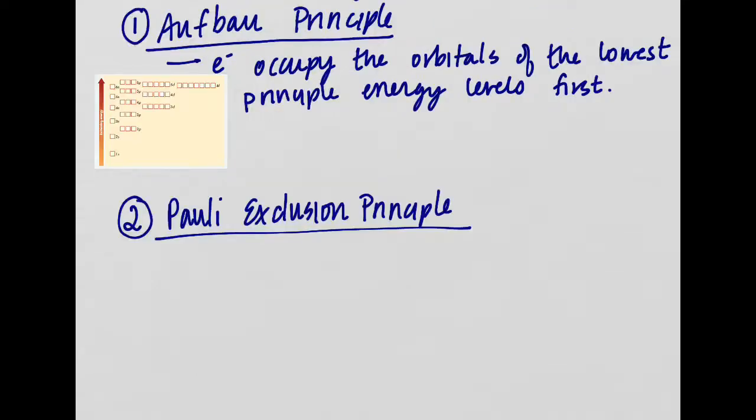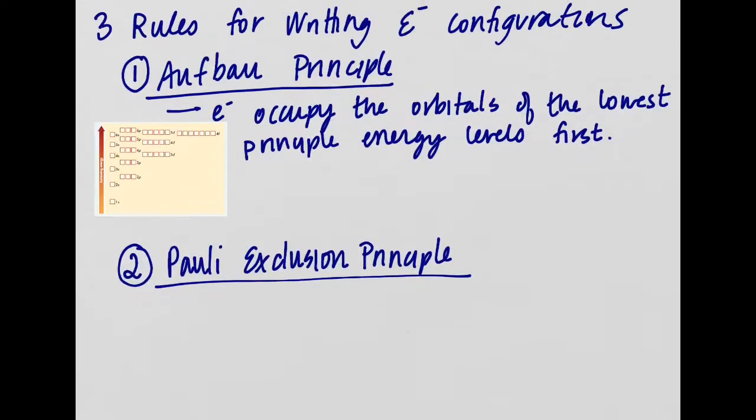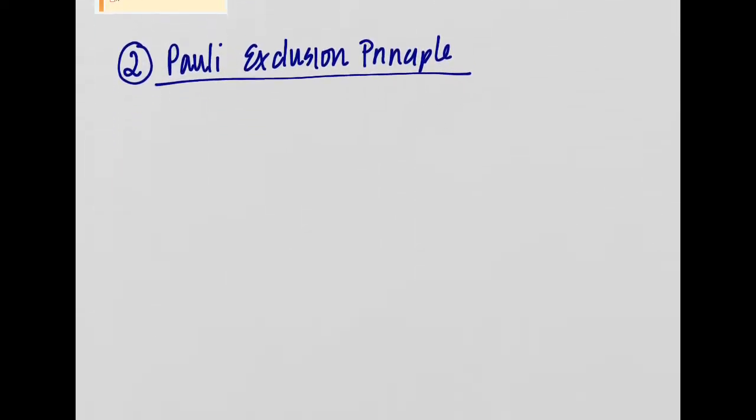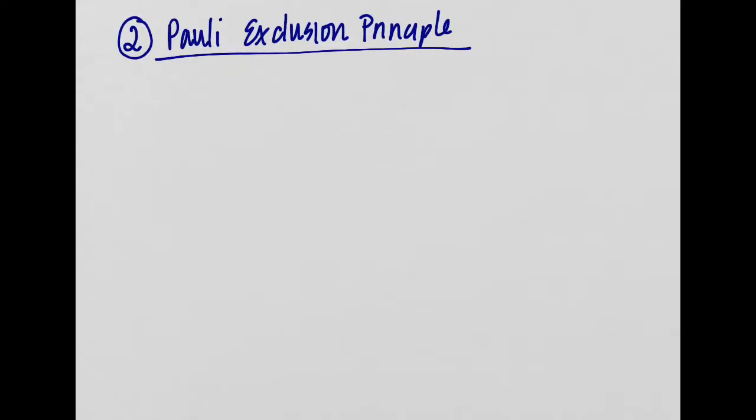All right, so the Pauli exclusion principle is the second rule for how we're going to write electron configurations. This principle tells us that an atomic orbital may describe at most 2 electrons. And in order to occupy the same orbital, the electrons must have opposite spins. So let me write that definition down and then we'll break it down a little bit.